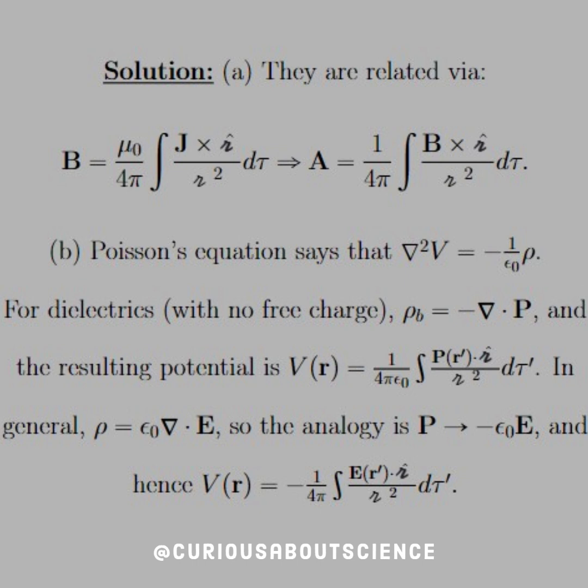So in general, we say that rho is equal to epsilon naught with the divergence of E. So the analogy is that P goes to negative epsilon E, and hence V equals this potential. All right, fair enough.